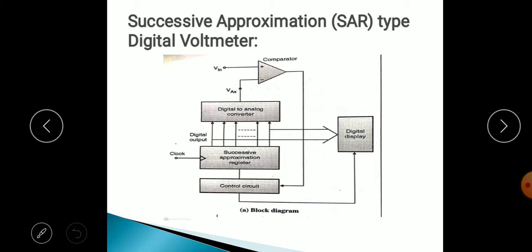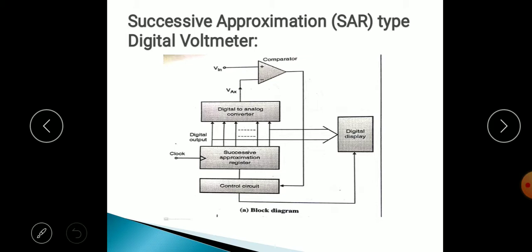First, the MSB bit having the value of half scale is outputted to the D2A with the other bits as 0. After comparison, as Vin is greater than Vax, the comparator sends logic 1 to the control circuit. That is, when Vin is greater than Vax, the comparator will be active and send logic 1 to the circuit. SAR then sends 1 on the next bit to the MSB, along with the MSB, as 11000.